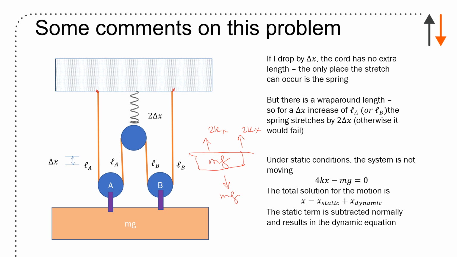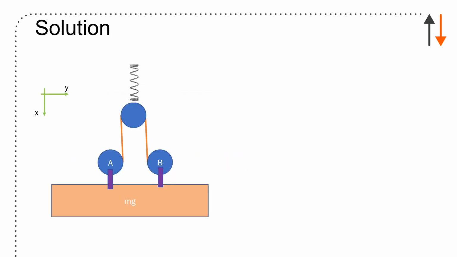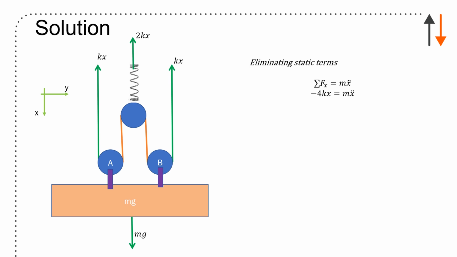Total solution for the motion is x static plus x dynamic, which is the same thing as we just did a moment ago. If you substitute all the expressions and have mg, you end up, after eliminating all of those static terms, with minus 4kx equals mx double dot. And again, remember, the original solution will have x static plus a delta, and I'm just going to refer to it as x. I end up with a dynamic equation. The equation of motion is x double dot plus 4k over m x equals 0.